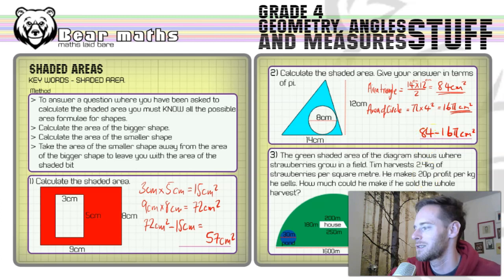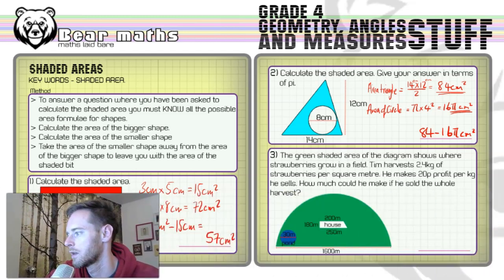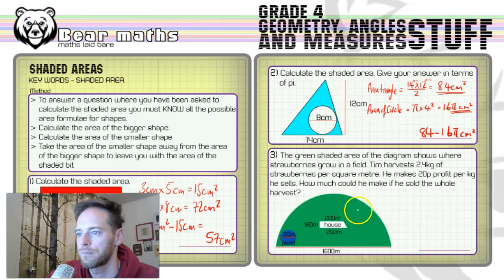Now, let's look at the third and final problematic problem. It looks pretty tricky because you've got a big green semicircle here. I wrote this a while ago, so I can't remember. The green shaded area of the diagram shows where strawberries grow in a field. Tim harvests 2.4 kilograms worth of strawberries per square meter. He makes 20p profit per kilogram he sells. How much could he make if he sold the whole harvest?